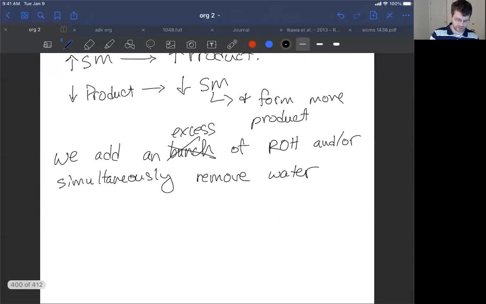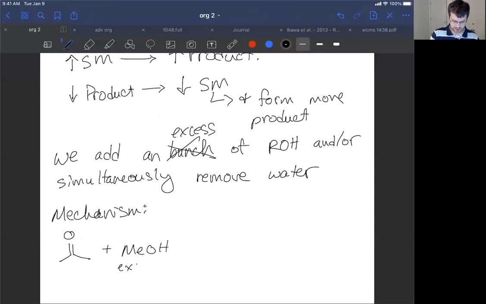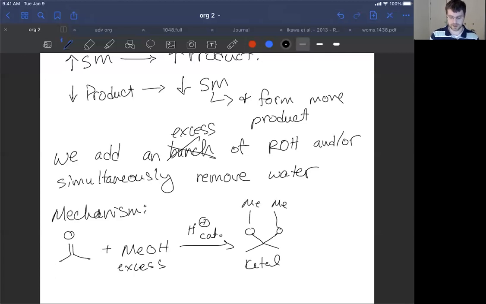Okay, now let's look at a mechanism for this. The mechanism is going to be for a reaction where we have, in this case, acetone, and we'll react it with methanol, where the methanol is in excess. We have an H plus catalyst here. And that H plus catalyst is going to lead to the formation of this ketal, where we've got two MeO groups now attached to the carbonyl, where water is a byproduct.